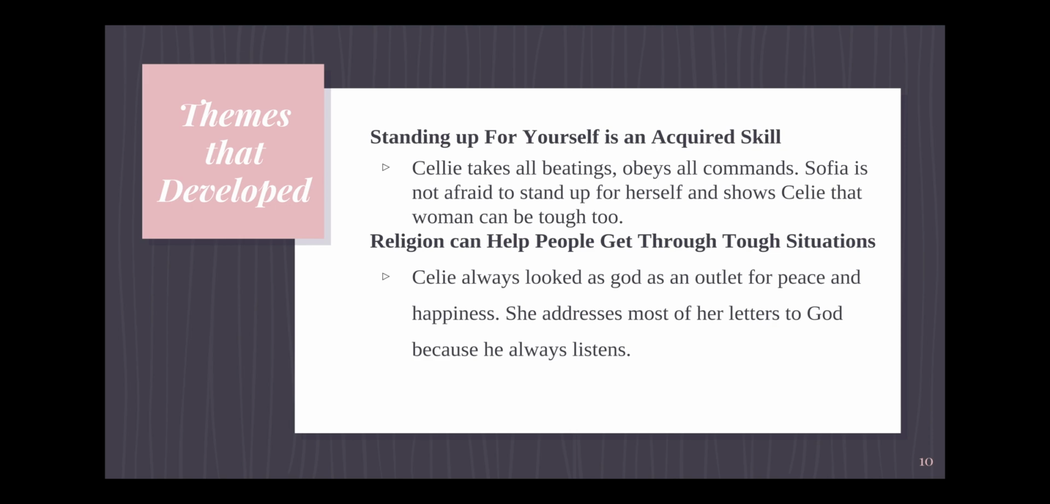So themes that have developed: standing up for yourself is an acquired skill. So Sally takes all these beatings, obeys all commands, pretty much lets anyone walk all over her, never speaks up for herself. Sophia, on the other hand, is never afraid to stand up for herself. She doesn't let anyone walk all over her, and she really shows Sally that women can be tough too and can fight back.